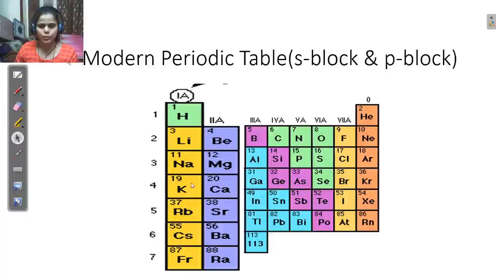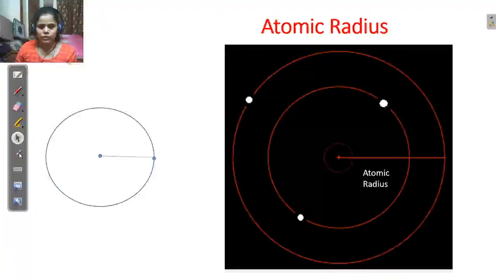Let's see, this is your periodic table, S block and P block elements. This year you have to study only the S block elements and the P block elements. So our next term is the atomic radius.